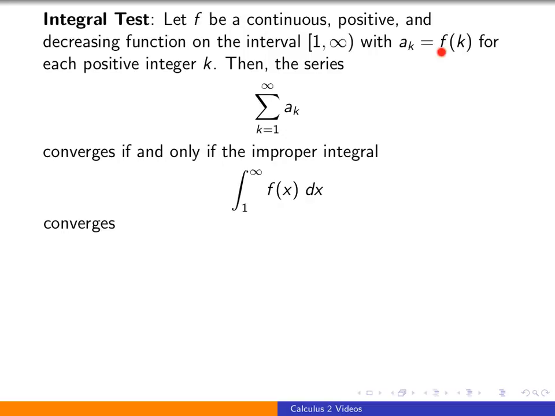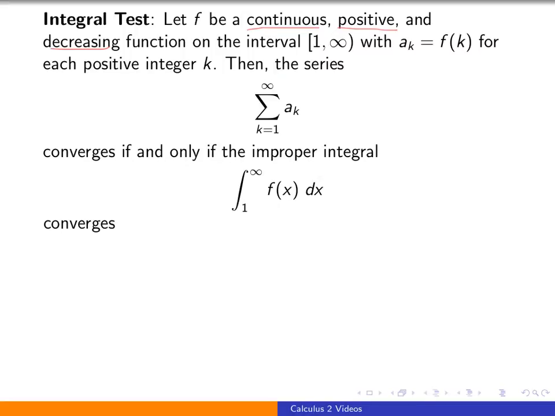If we have the function f, which is associated to the sequence we are summing up to form our series, and if the function f satisfies some key properties, it needs to be continuous, positive, and decreasing on the interval from 1 to infinity. Then the connection is that the series itself is going to converge if and only if that associated improper integral converges.